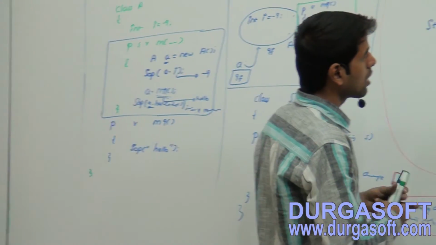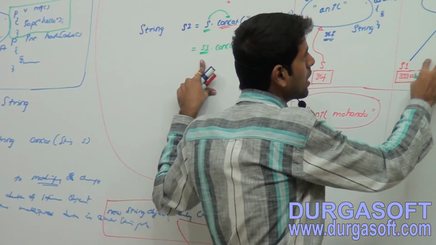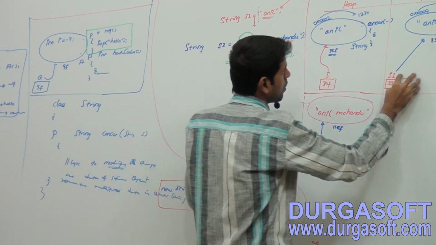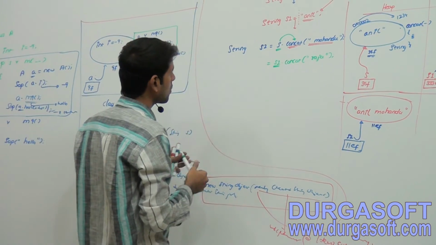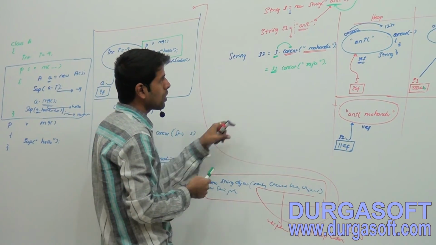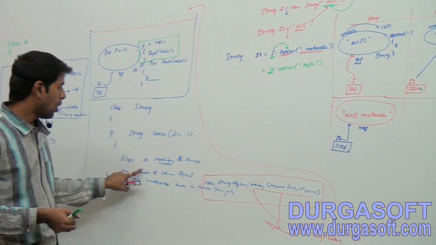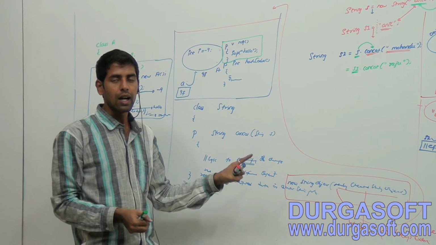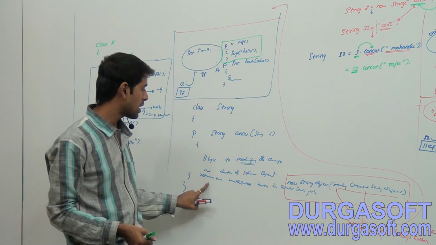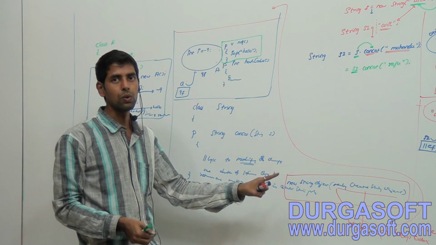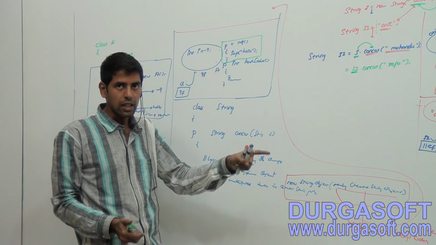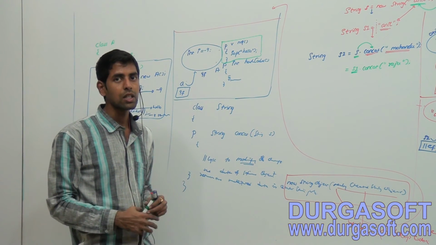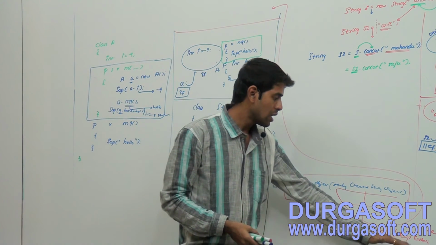Now come here. S1 dot concat. The same knowledge I explained here, I am using. S1 dot concat. Now what is the logic within the concat method? The logic is to modify or change the object data and return the modified data in a new string object, a newly created string object. Where will that new object get created? Once again at the heap area.